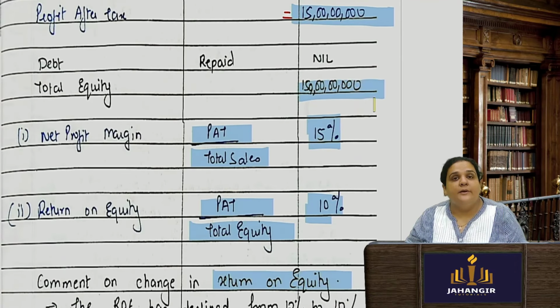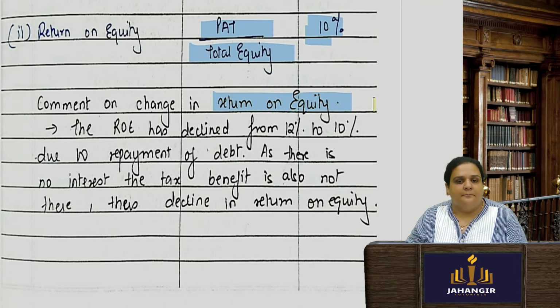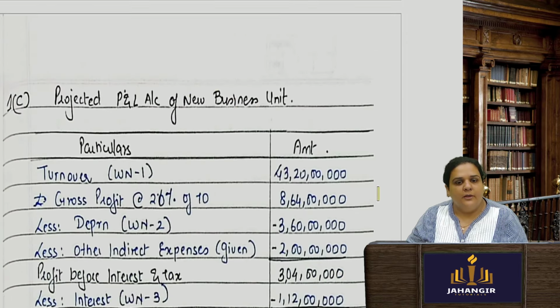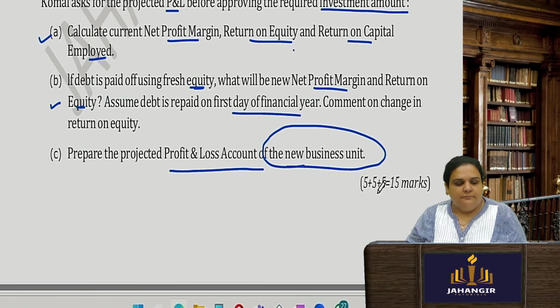That is why a debt equity ratio of 2:1 is ideal. As there is no interest, the tax benefit is also not there. Therefore, there is a decline in the return on equity. You can write in your own words whatever you feel correct. Okay, so number B is also done.